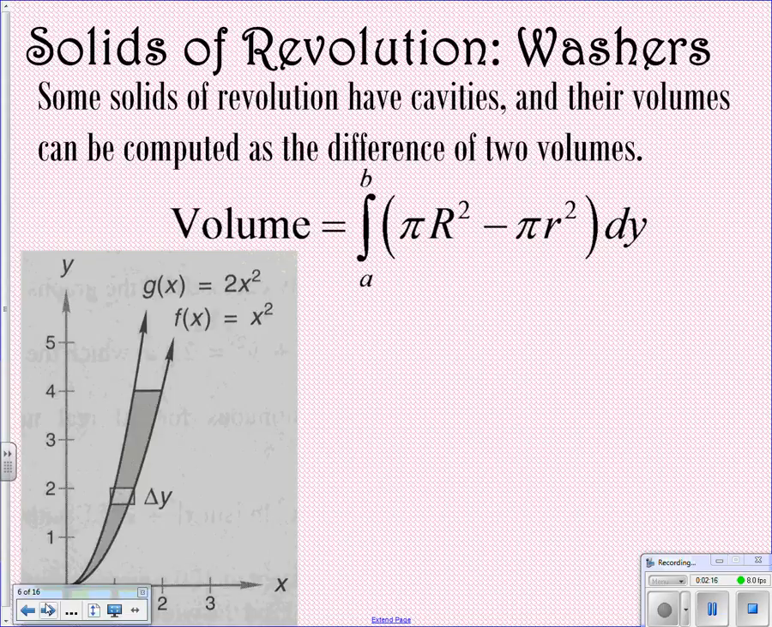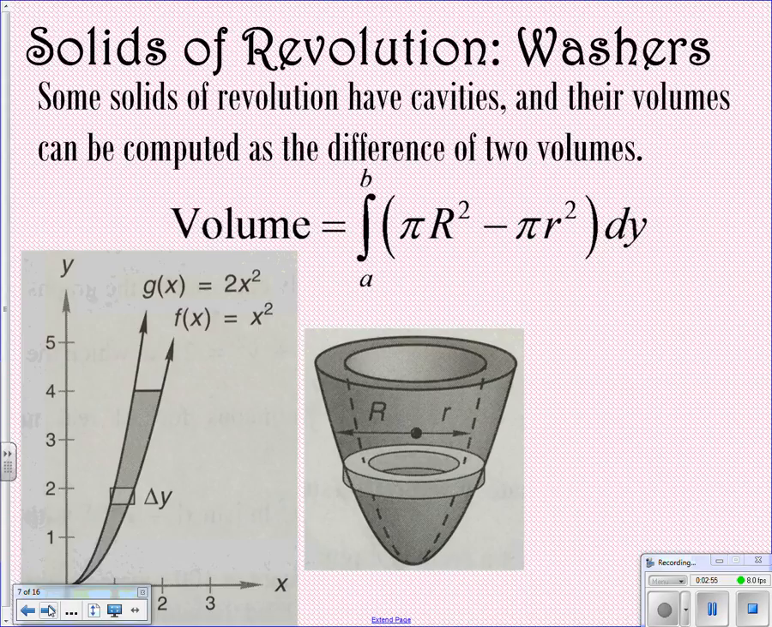To figure out which one is your big R, you're going to look at your y-axis, your axis of revolution, and then the function that is further away from the axis of symmetry is our f of x function. So on this one, our f of x is going to be our big R. And then our little r is going to be the function that is closer to the y-axis. So if you look, this function is closer to the y-axis, and so that's going to be your little r. And if we rotate it, we would get a figure that looks something like that.